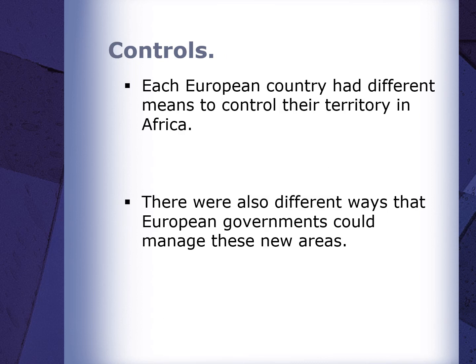All right, so like we said, we're going to talk about some of the different controls that Europe and places around the world used to control new areas they were gaining. So each European country had different means to control their territory in Africa, and there were also different ways that European governments could manage these new areas.